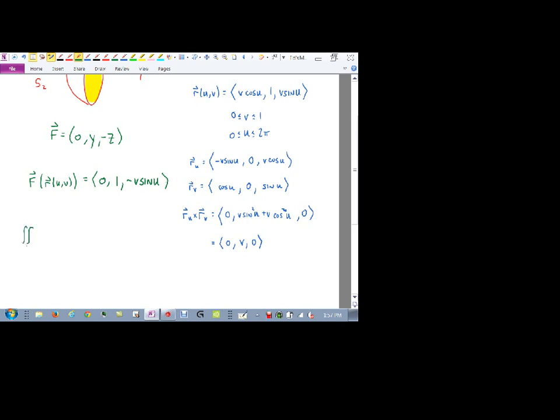So double integral over S of F dot dS is equal to double integral over D of F dotted with r_u cross r_v. So dot these up. Dot this, and what do you get? 0, v, and 0. So you just get v? Man, all that for v. And then dA.